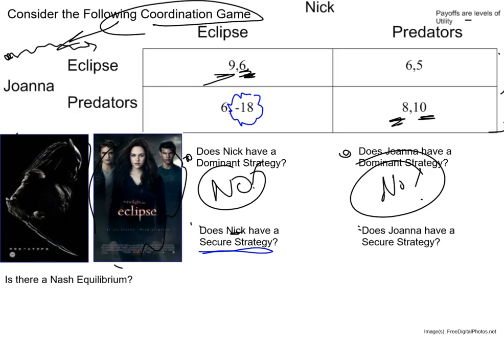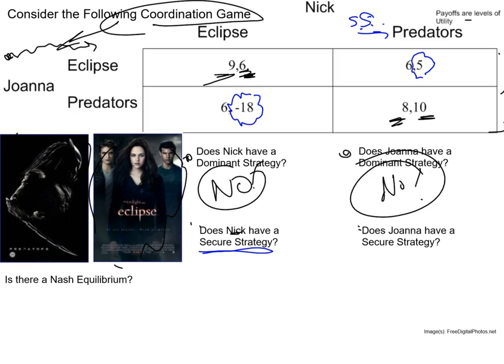If Nick sees predator, what's the worst thing that could happen to him? Again, lower numbers are worse. The worst thing that could happen to him seeing predators is he gets a 5. His secure strategy is the best of those worst case scenarios. Predators is his secure strategy.